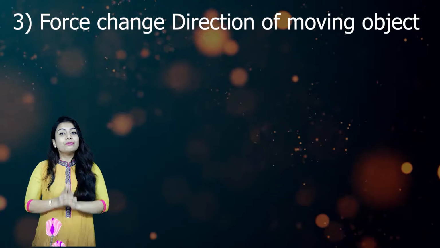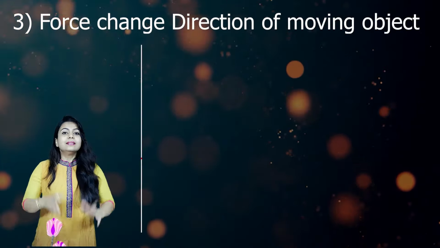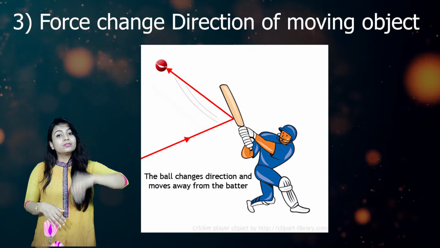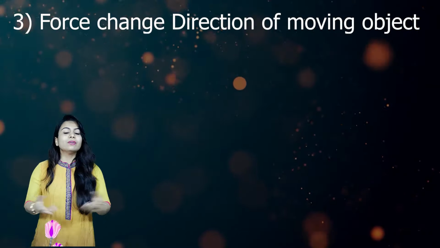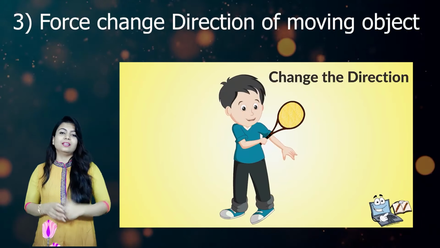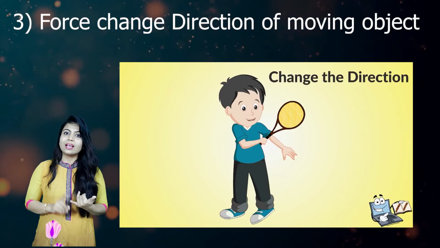The third effect is force can change the direction of a moving object. Now how does it happen? Look at the example. Whenever a cricketer is playing and the ball is coming towards him, he hits the ball in the opposite direction. So the ball is coming towards him and he hits the ball, so it moves in the opposite direction. Let's take one more example. A badminton player, when he hits the shuttle coming towards his direction, it goes in the opposite direction.